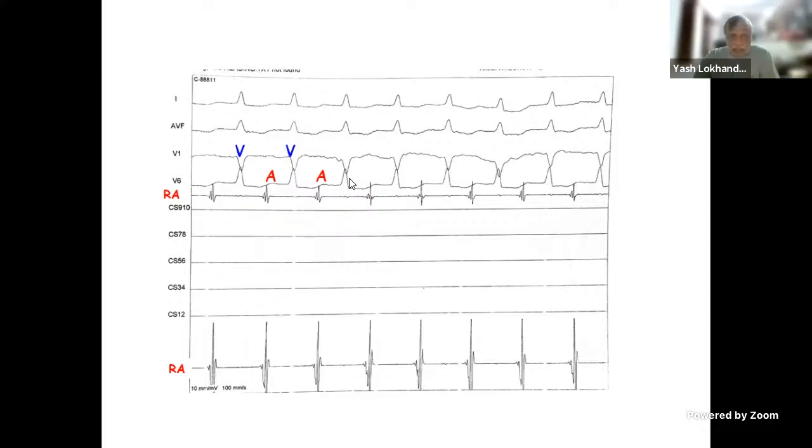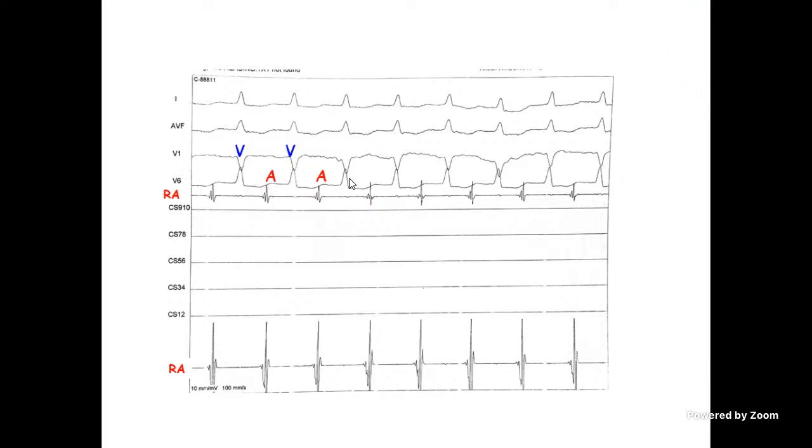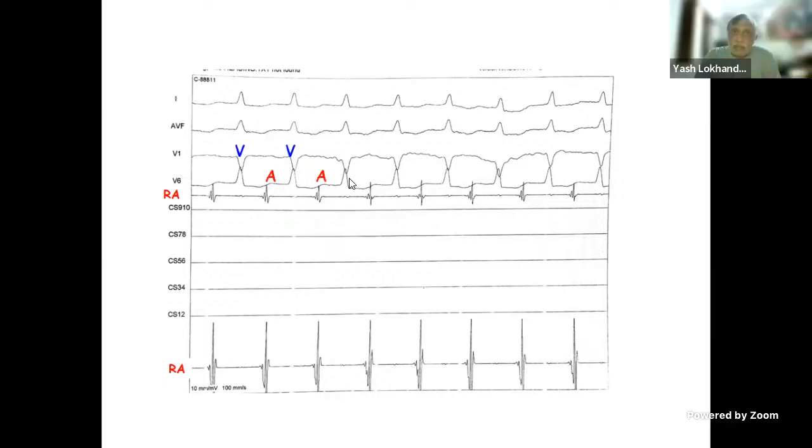The first thing when you see this, what it cannot be is the commonest SVT, which is typical AVNRT. So that leaves us with what possibilities? It could be an atypical AVNRT, or it could be an AVRT. Or a third thing?